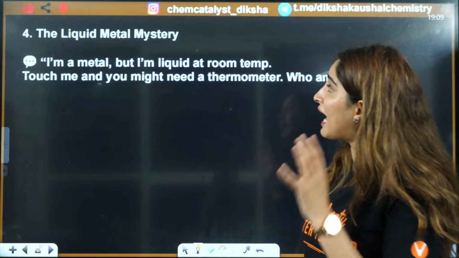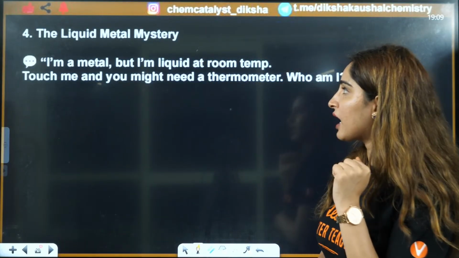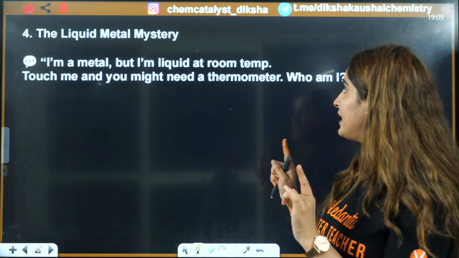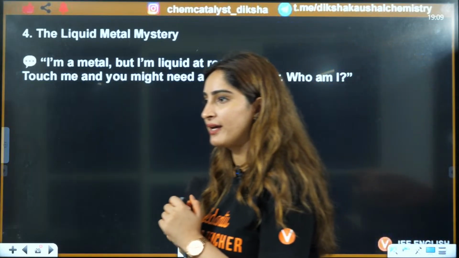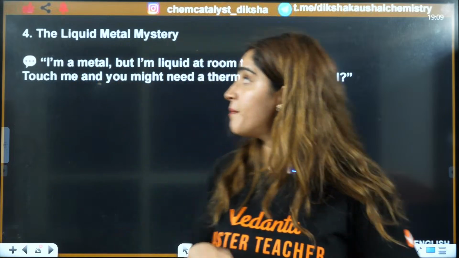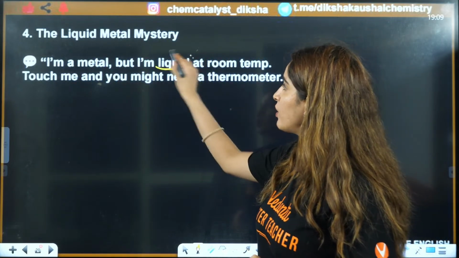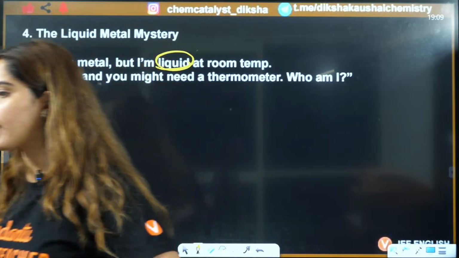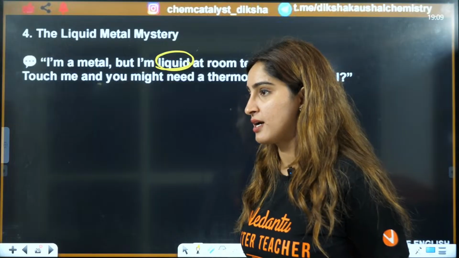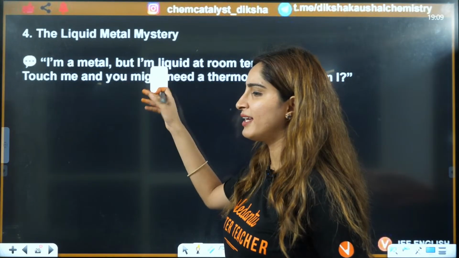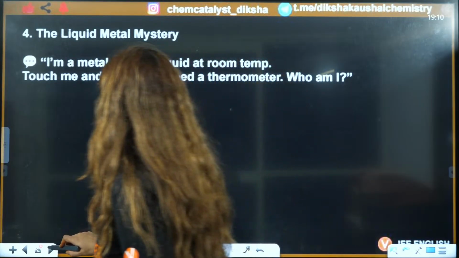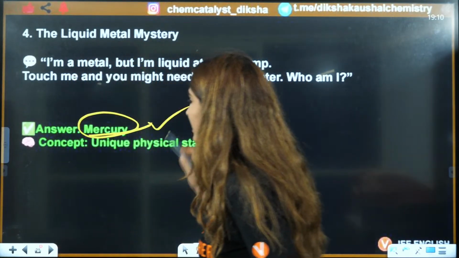Next one, let us see the light metal mystery. I am a metal, but I am a liquid at room temperature. Touch me, you might need a thermometer. Who am I? So basically, it is a metal that is liquid. Do you know what is the metal that is liquid at room temperature? That metal we all know. That is mercury, right?